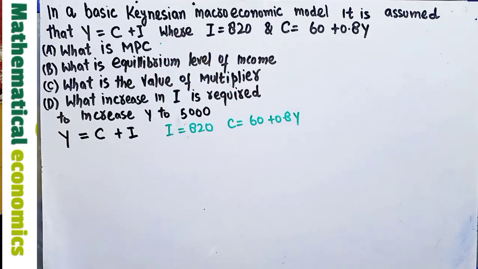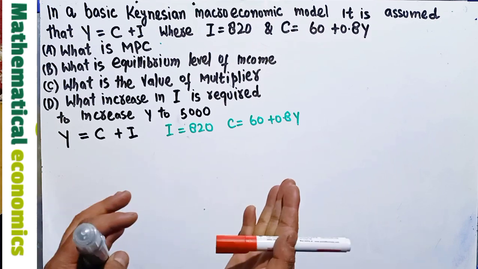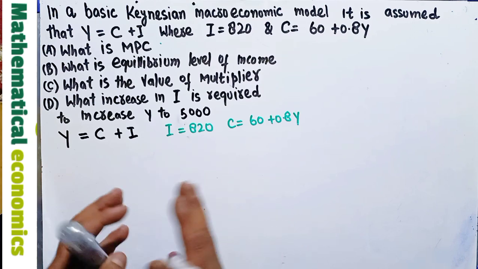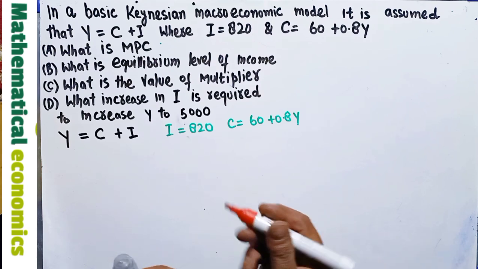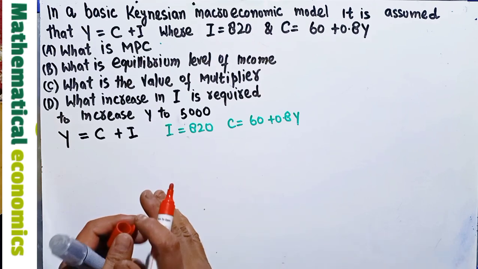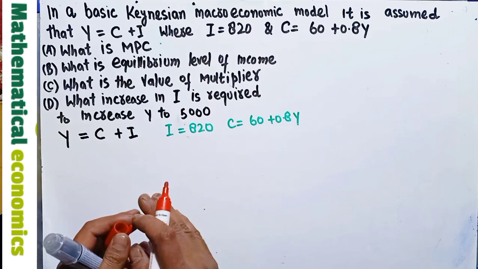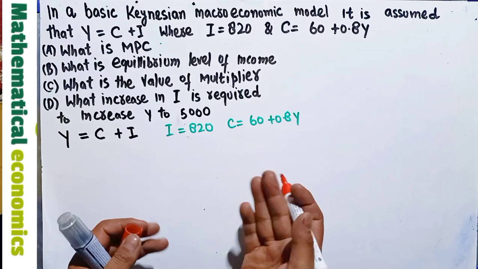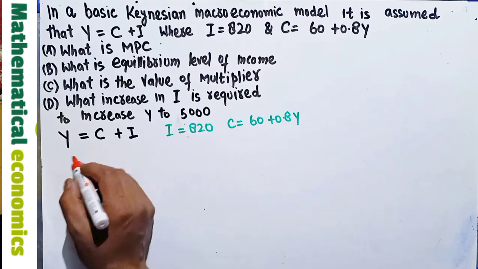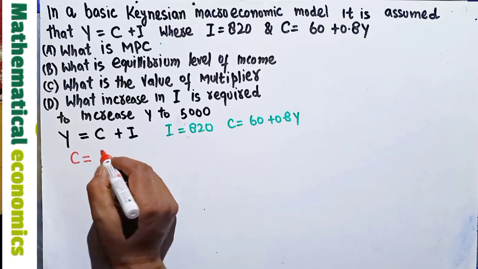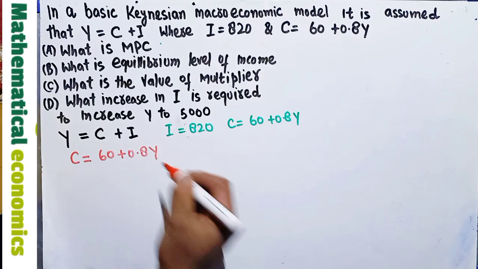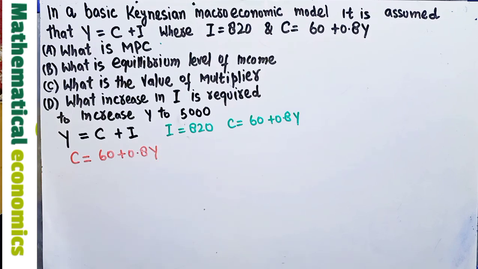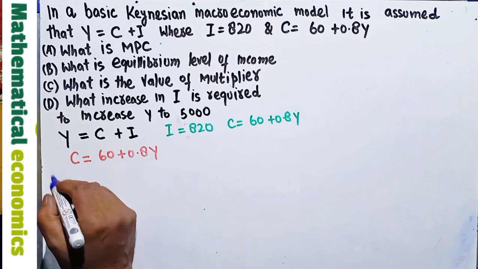We have to find the marginal propensity to consume. What do we mean by marginal propensity to consume? Marginal propensity to consume is the proportion of the additional income that an individual consumes. It simply shows how much consumption expenditure will occur if the income of a person increases by 1 unit. So let us write the consumption function as C = 60 + 0.8Y.